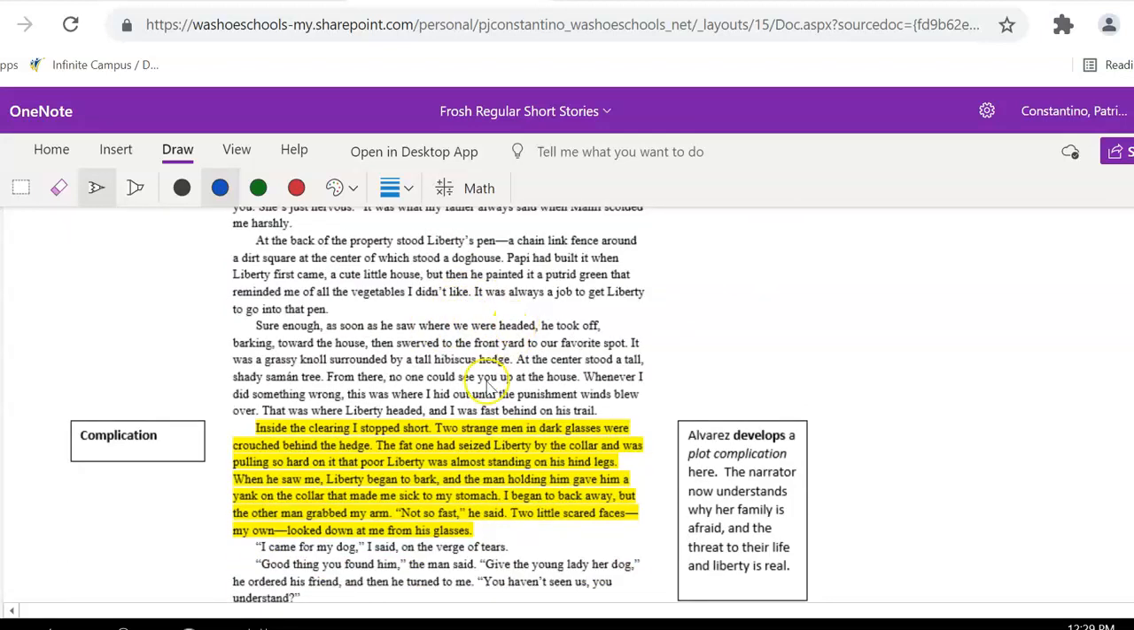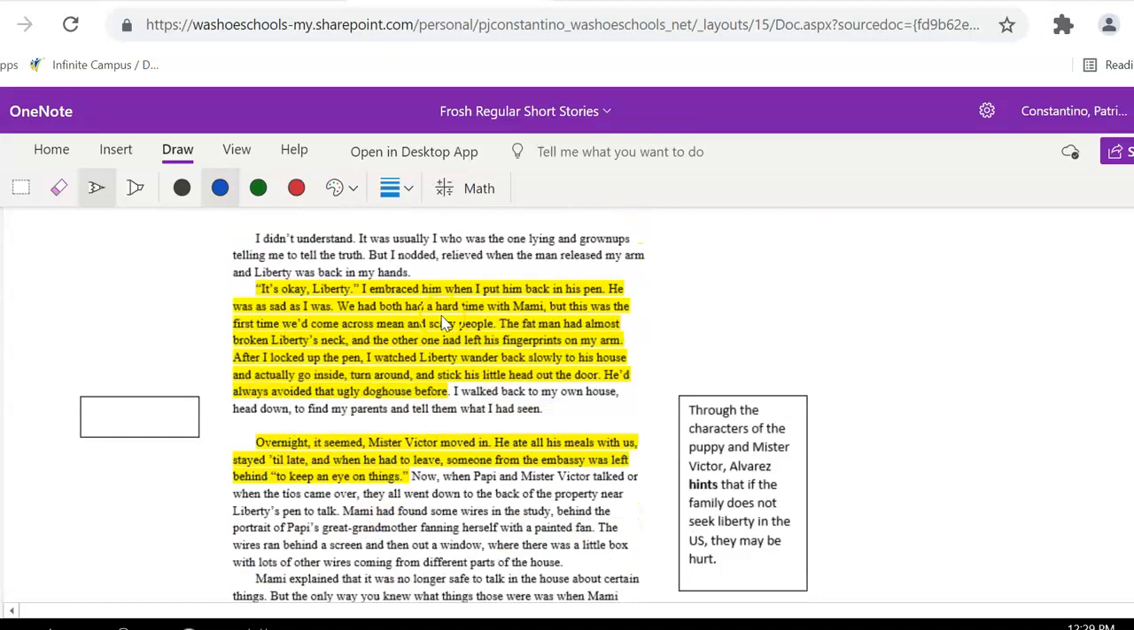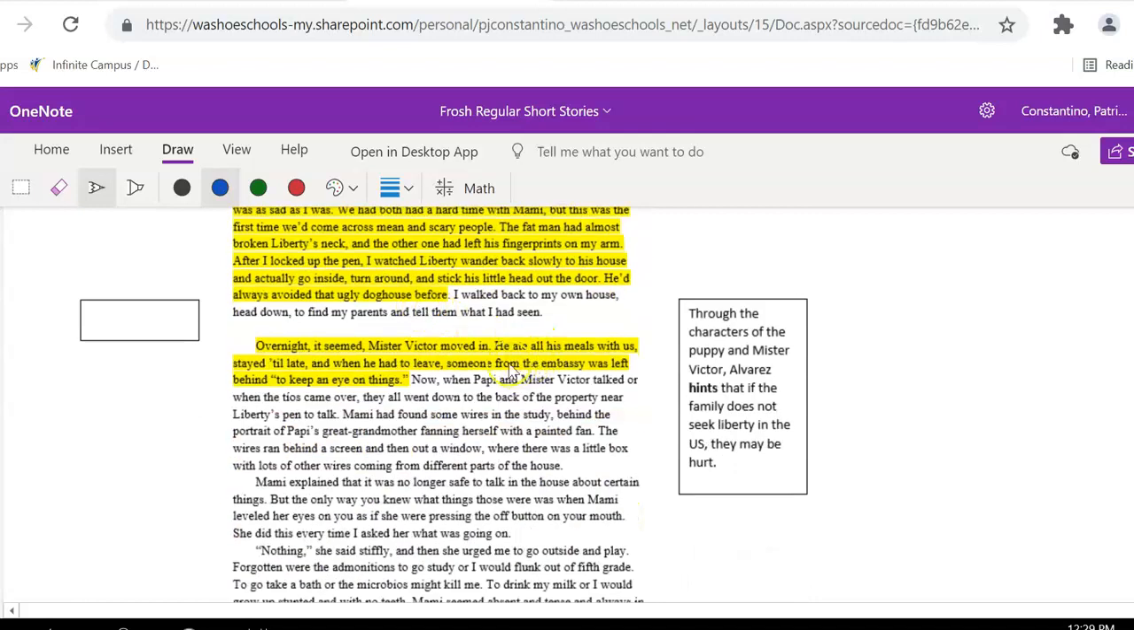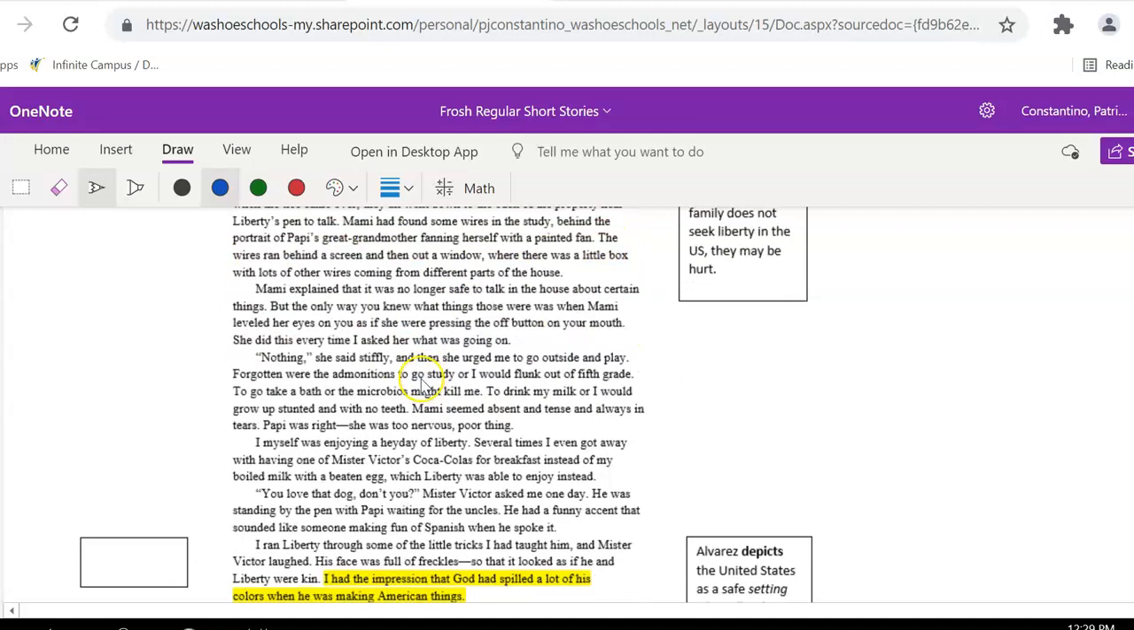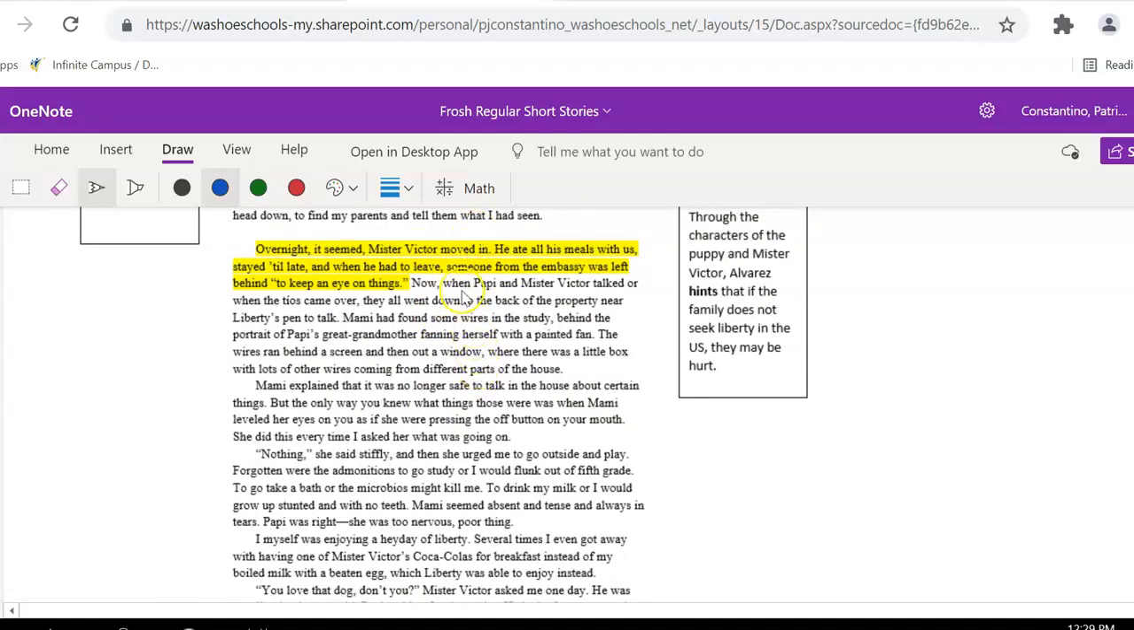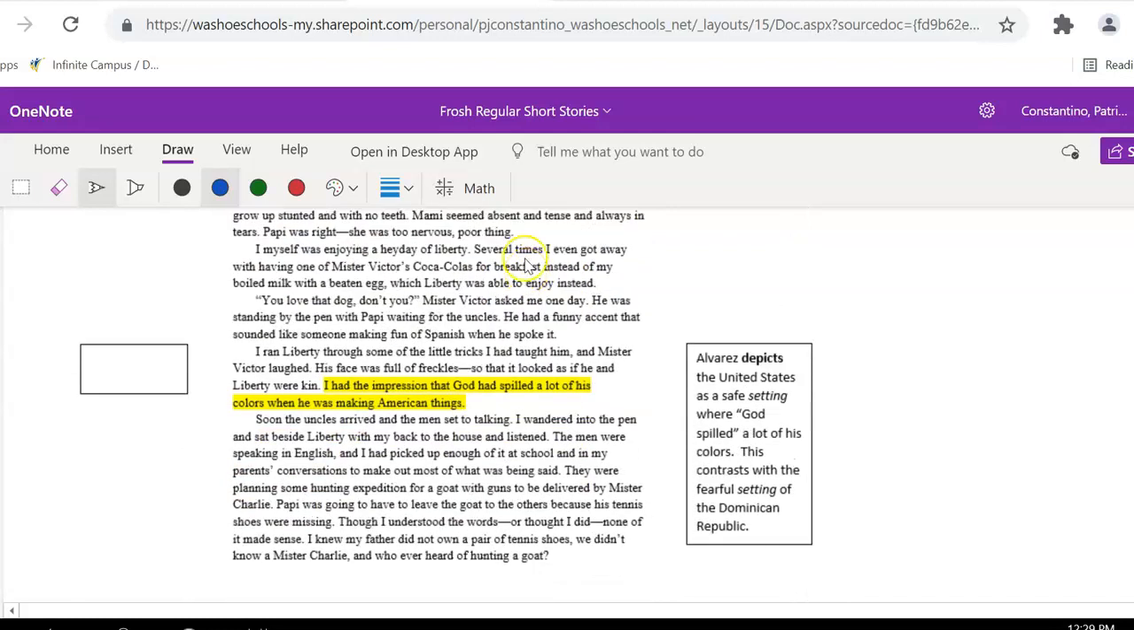If you remember, she goes out because Liberty takes off and she goes to find him, and then she sees two men in the clearing. They're kind of spying on the family, and so they're making sure that the Trujillo family doesn't leave. And then it's kind of scary for the family. They realize they're being watched, okay? And then they have someone who's helping with their visas, Mr. Victor, and we have some information from him, and he treats them very well and is very good to their family.